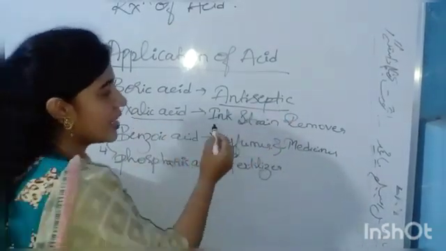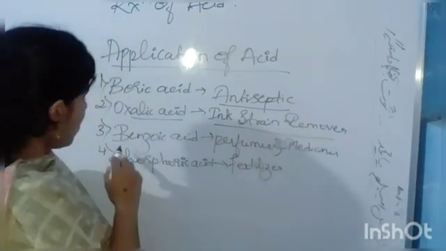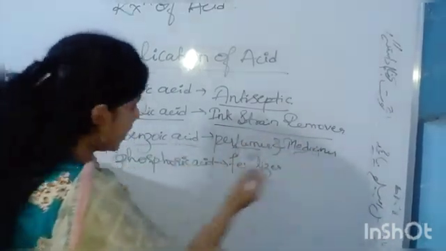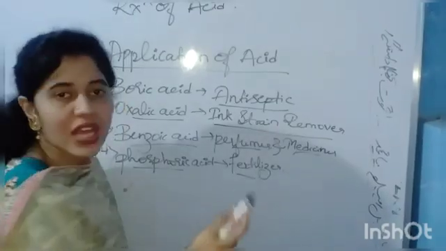Oxalic acid is an ink stain remover. Benzoic acid is used in perfumes and medicine. Phosphoric acid is used as a fertilizer.